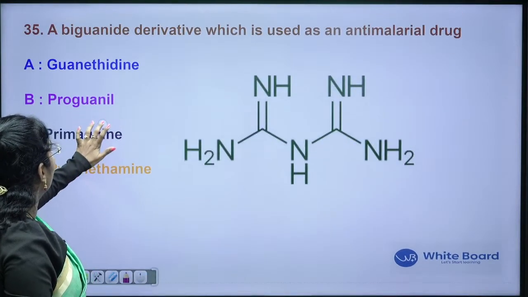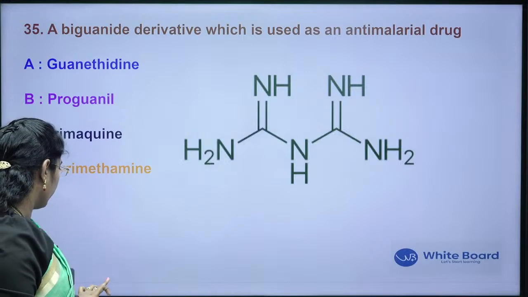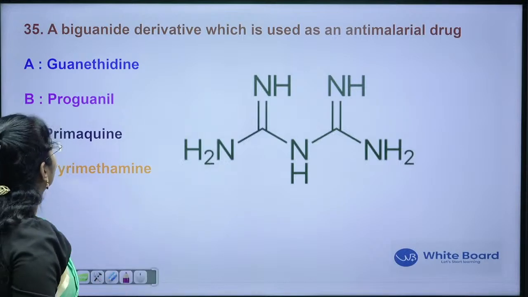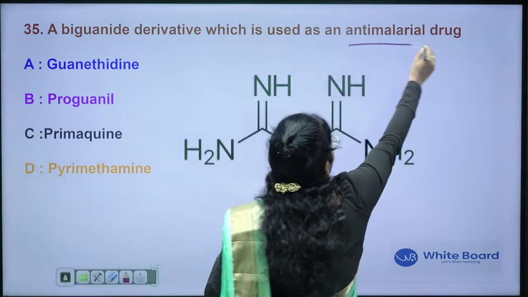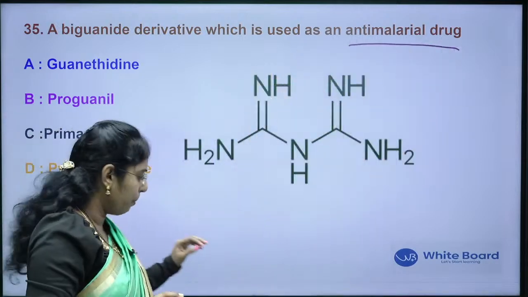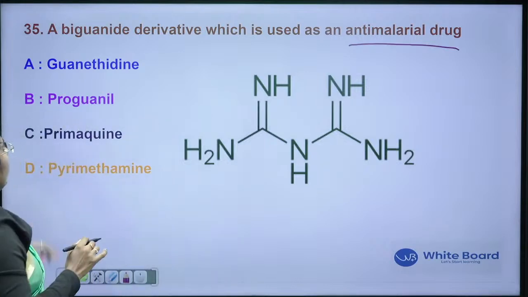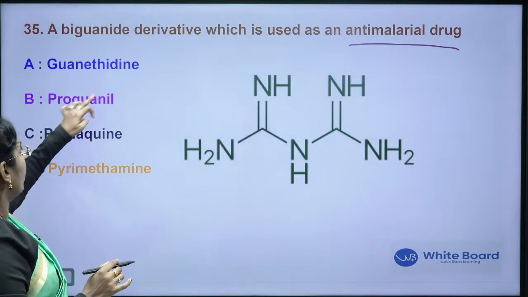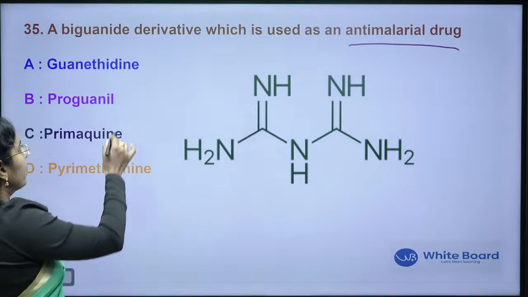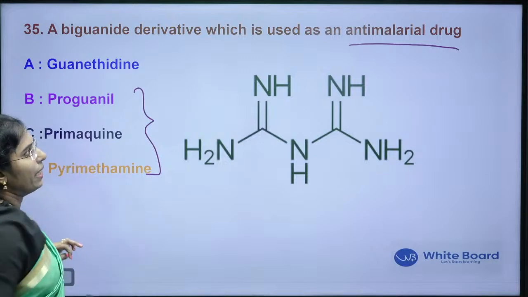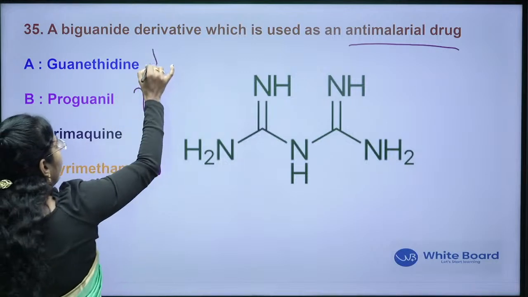Next question: a biguanide derivative which is used as an anti-malarial drug. Here they have given 4 options: guanethidine, proguanil, primaquine and pyrimethamine. Three of these are anti-malarial drugs and this one is used for BP.